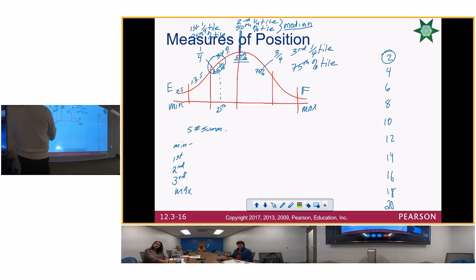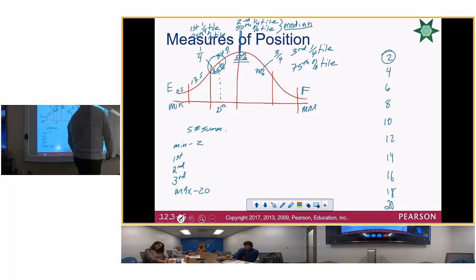So the mean is 2. The max is what? 20, Hubert. That's right, class. And then the median, how many numbers do we have?